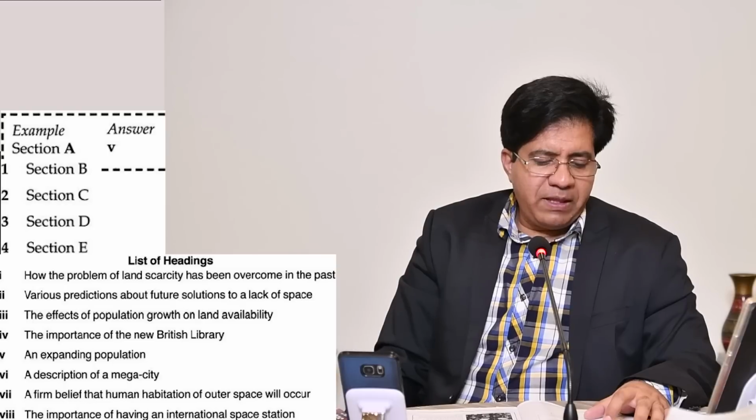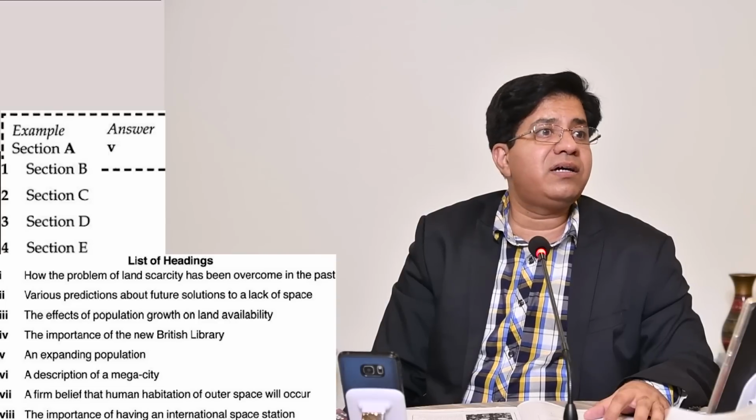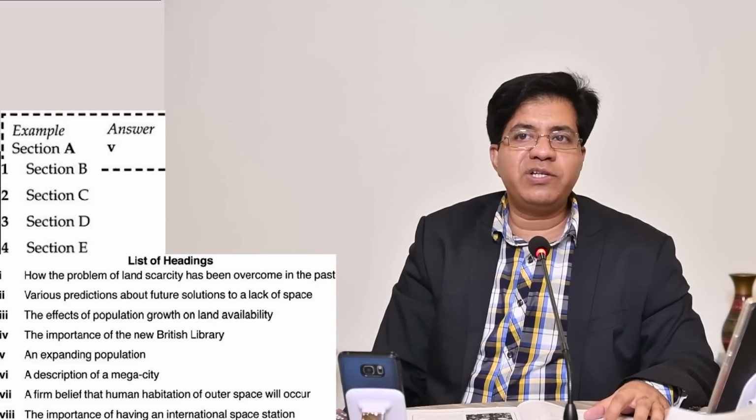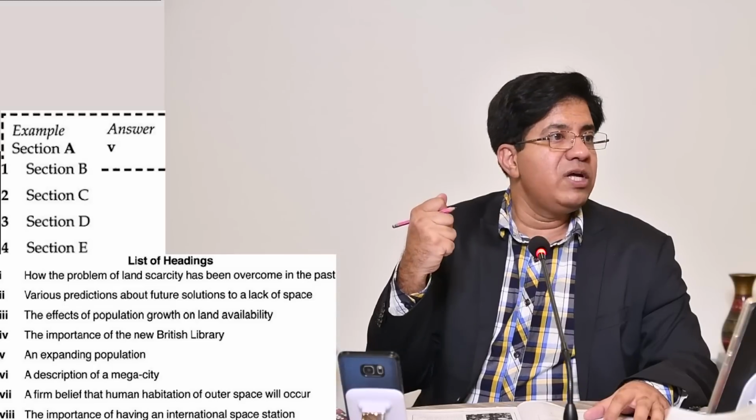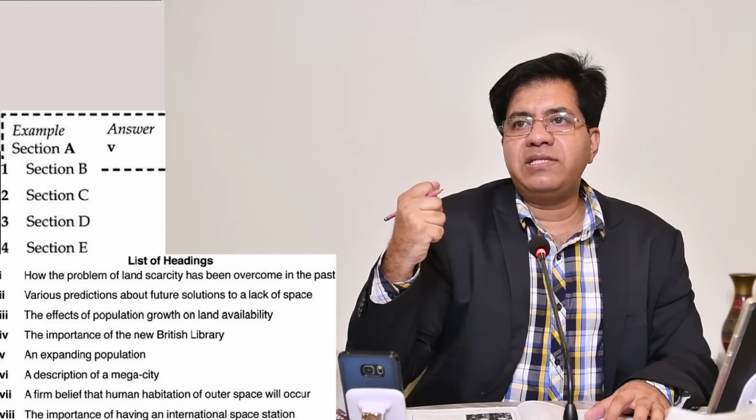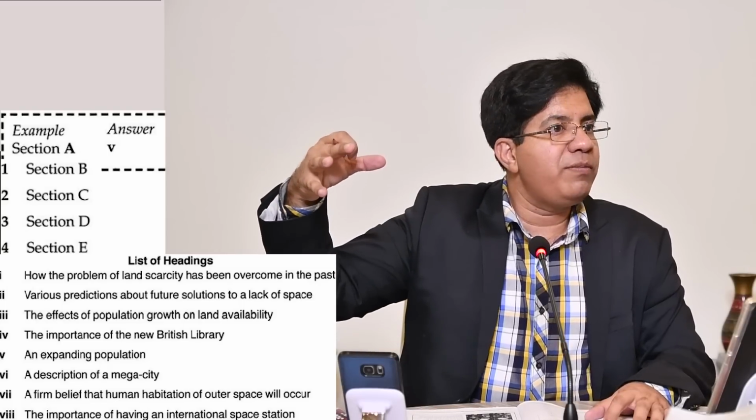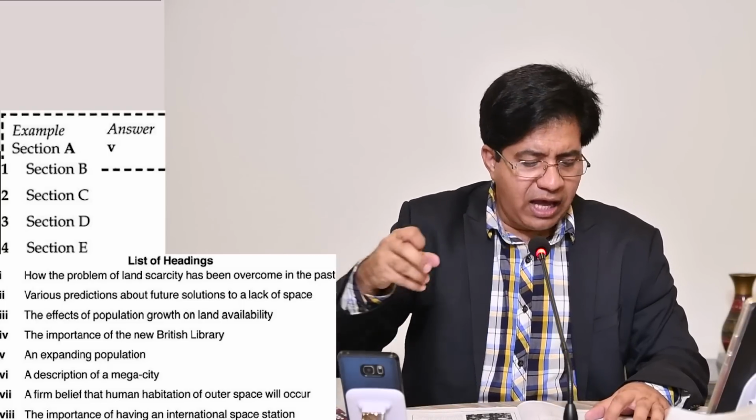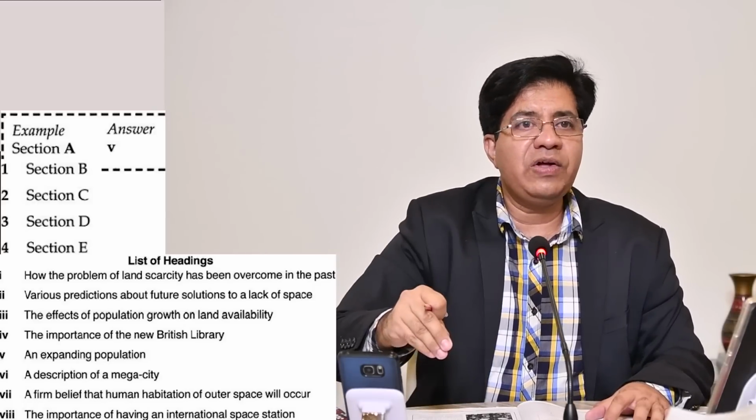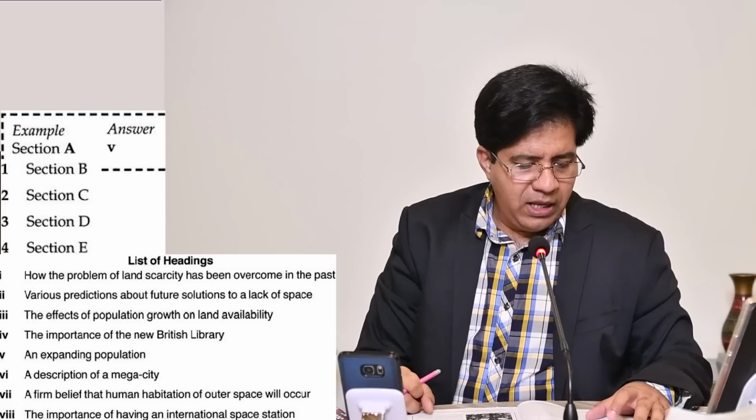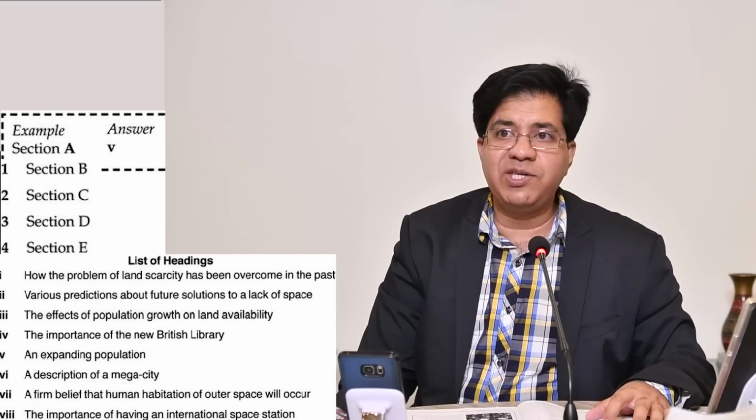Heading number 7, firm belief that human habitation of outer space will occur. You've already found outer space, a paragraph about outer space and all. Firm belief. So in one paragraph, they will say there must be some room on other planets for human beings to live, or something like that. A firm belief. Firm belief means it will happen by 2030, something like that, okay? Next, heading number 8, importance of having an international space station.